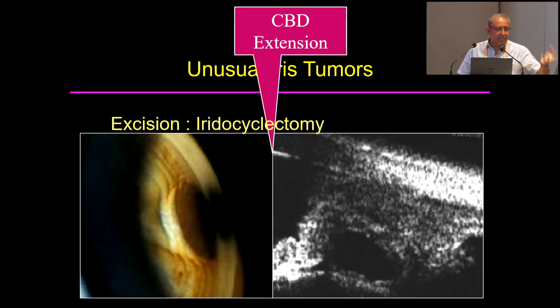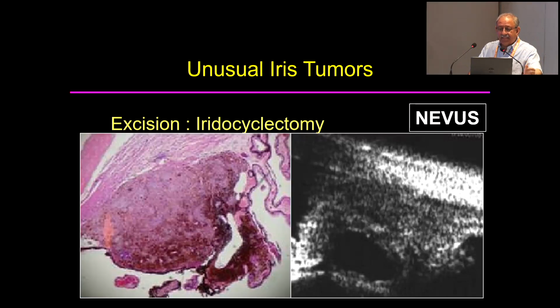You could sit on it, you can biopsy it, whatever. I excised it, and here it is. And this was actually a ciliary body nevus. So now you think about it, you say, I know about iris nevus and I know about choroidal nevus, but never heard of ciliary body nevus.